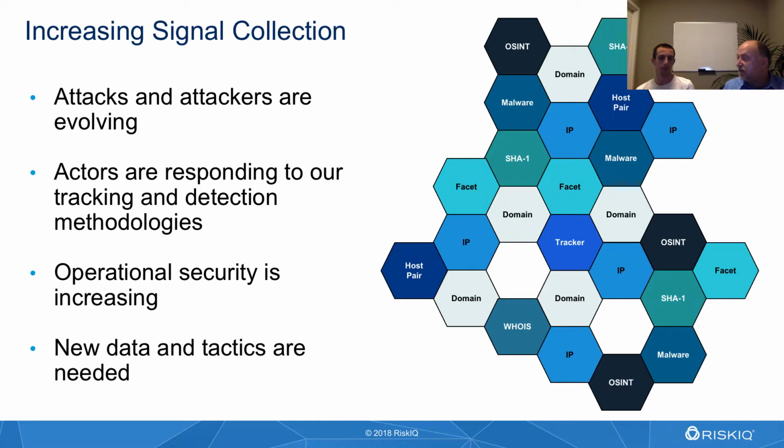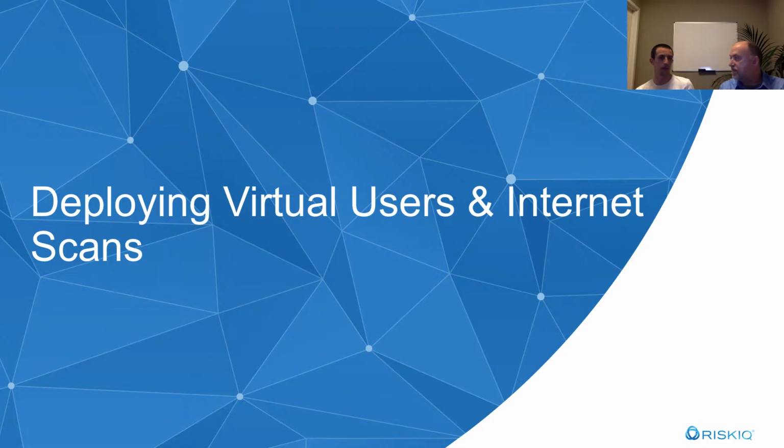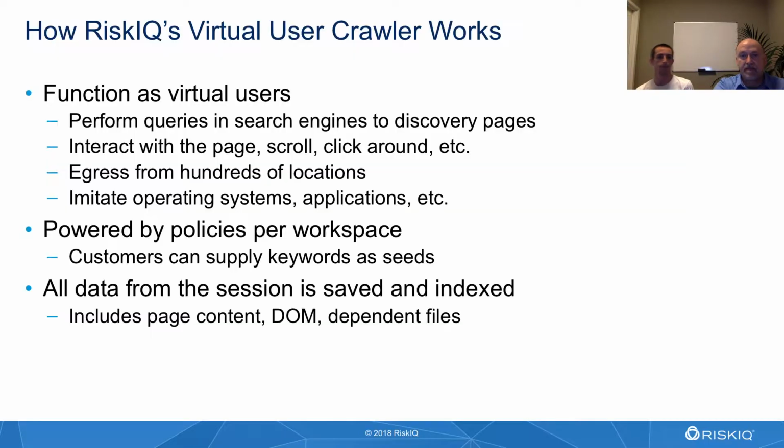Absolutely. So what we've noticed is that attackers, especially the more sophisticated ones, are finding ways around specific data sets. Now, they're not always getting past all of the data sets. Maybe it's just one or two. But we are noticing that they're taking note of how we detect them. And so as a result, we've had to increase the number of signals that we're collecting. That's where our virtual user technology and internet scanning really comes into play in introducing new data sets. So can you tell me how the virtual crawlers work?